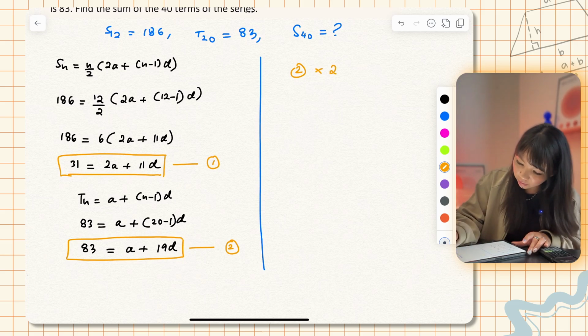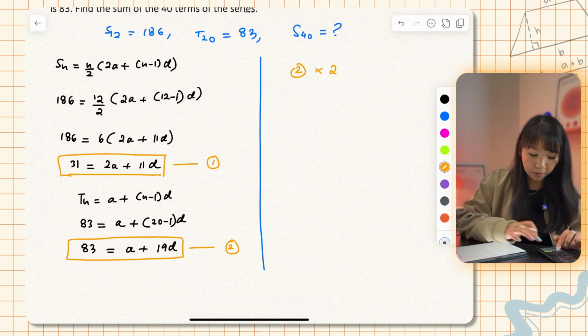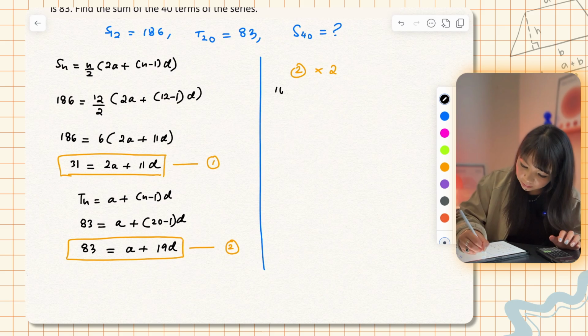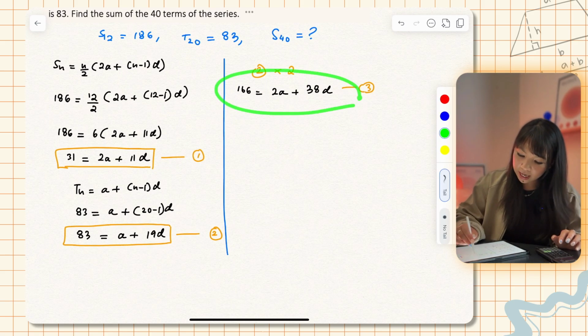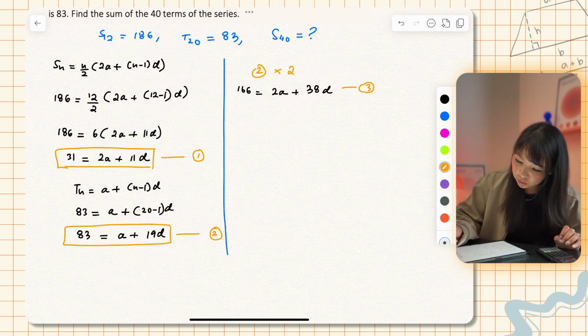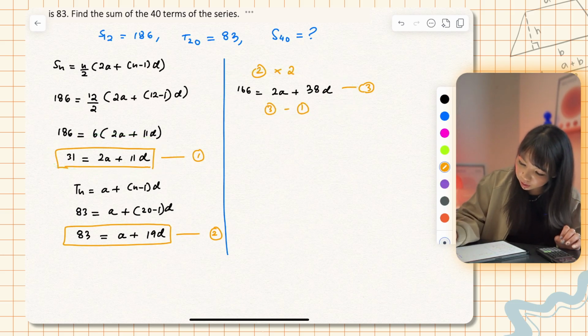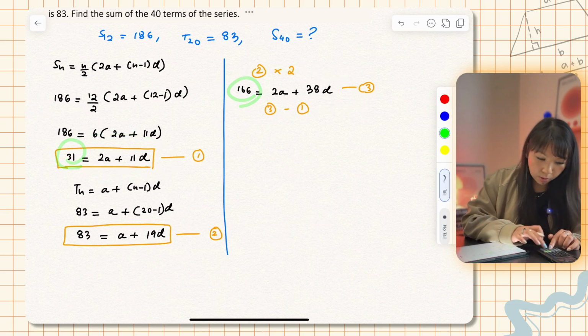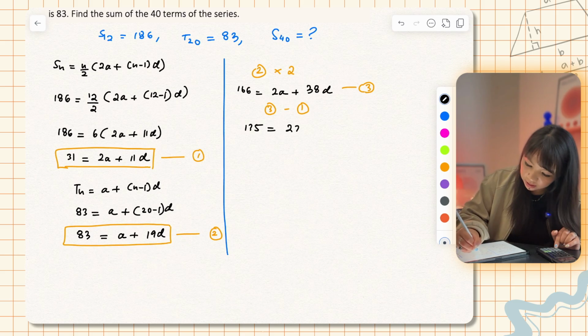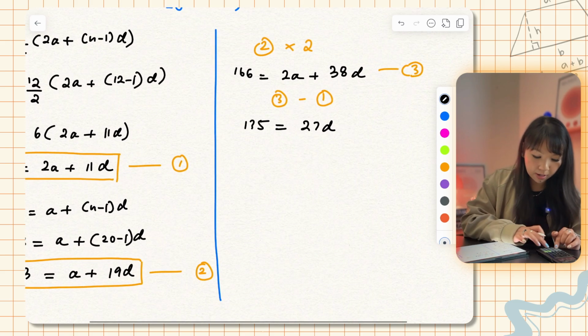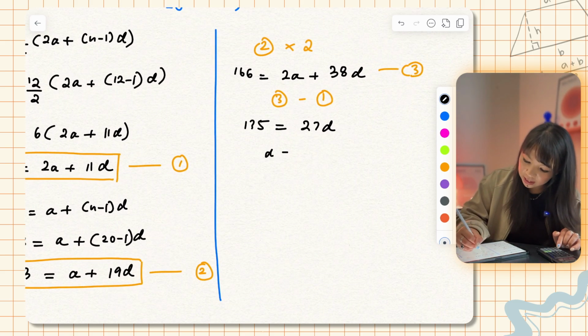Equation 2, multiply everything by 2. If I multiply 83 by 2, we get 166. That becomes 2a plus 38d. I'm just going to call it equation number 3, just to give it another name. Now I'm going to take this equation and subtract this one, so that's equation 3 minus equation 1. 166 minus 31 is going to be 135. 2a minus 2a goes away, and 38d minus 11d is 27d. So now if I divide them, you get d is equal to 5.